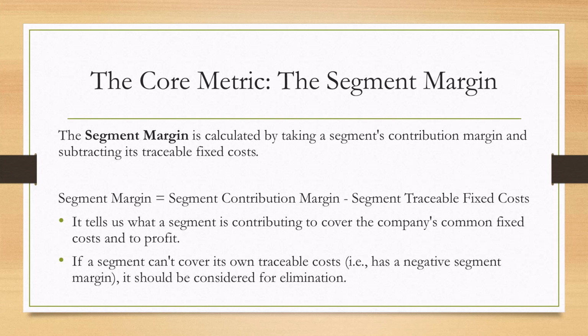segment margin. The segment margin is calculated by taking a segment's contribution margin and subtracting its traceable fixed costs. The result tells us exactly what that segment is contributing to the company's ability to cover its common fixed costs and generate a profit. This is the best gauge of a segment's long-run profitability. As a rule, if a segment cannot cover its own traceable costs, meaning it has a negative segment margin, it should be a candidate for elimination.